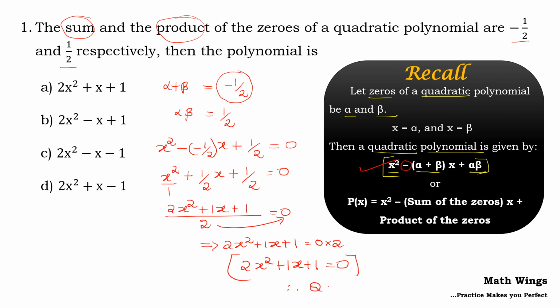Therefore, the quadratic polynomial is equal to 2x squared plus 1x plus 1. Therefore, the answer is option A, 2x squared plus x plus 1. We'll move on to the next question.